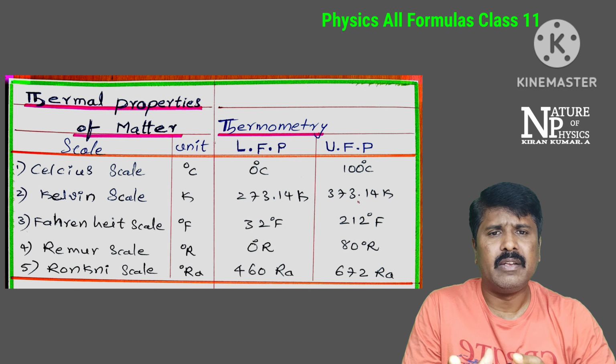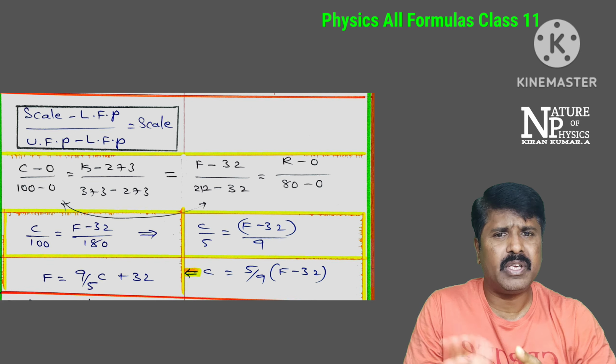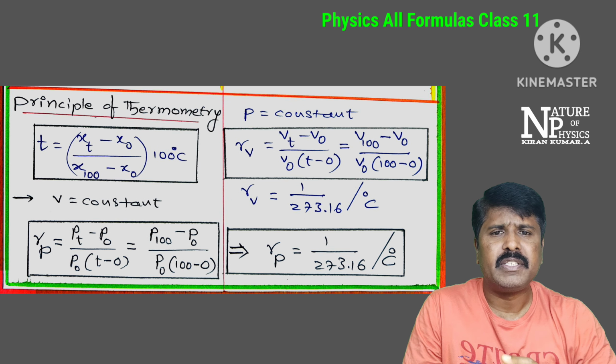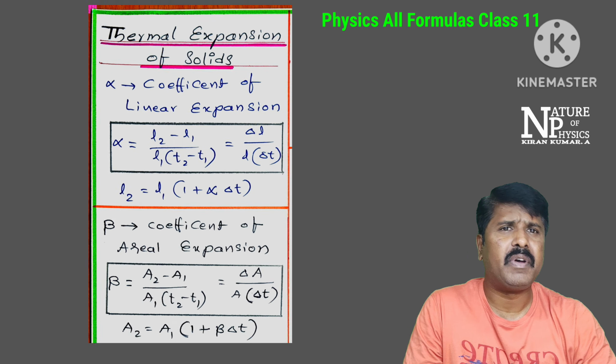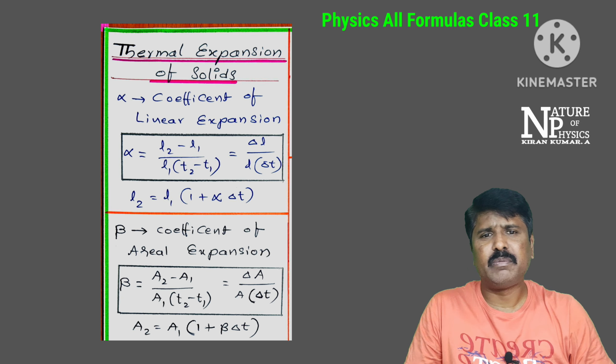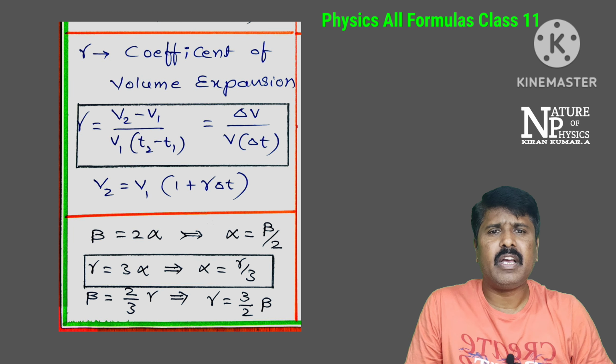Okay, different scale formulas are given, student. And also the relation: scale minus lower fixed point divided by upper fixed point minus lower fixed point is equal for each scale. So the Celsius scale and Fahrenheit scale relation is also clearly given. The principle of thermometry for constant pressure and constant volume is also given. And thermal expansion of solids: alpha is the coefficient of linear expansion, beta is the coefficient of areal expansion, gamma is the coefficient of volume expansion. The relation of alpha, beta, gamma is clearly given in one short video, student.